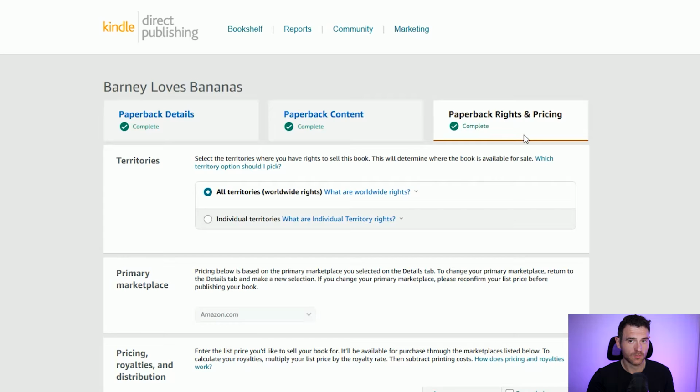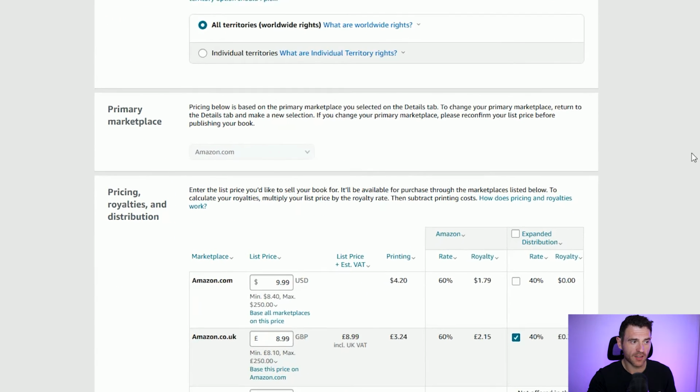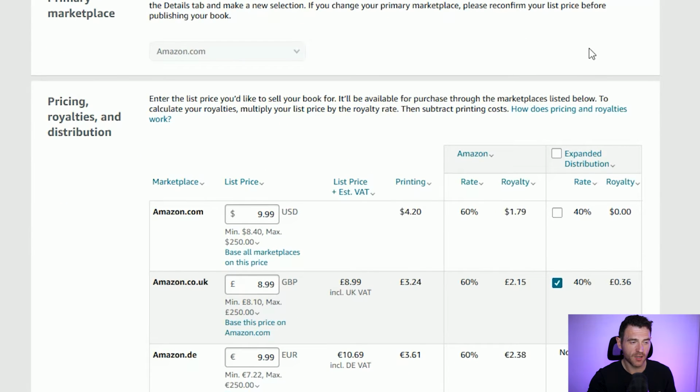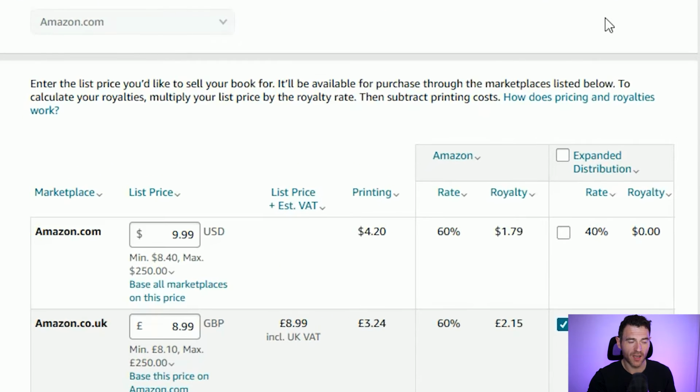To figure out what this is for our books, we go to our pricing screen on our Amazon KDP bookshelf. So here I'm looking at this Barney Loves Bananas children's book. And so if we scroll down to pricing, you can see that I've got it here listed for $9.99 and the royalty on this book is $1.79. So for every sale I'm making $1.79 on this book.